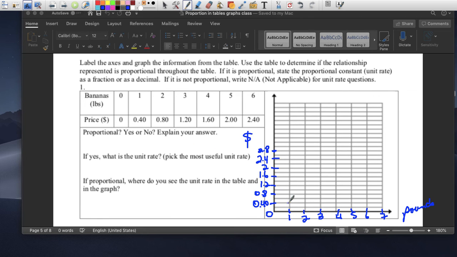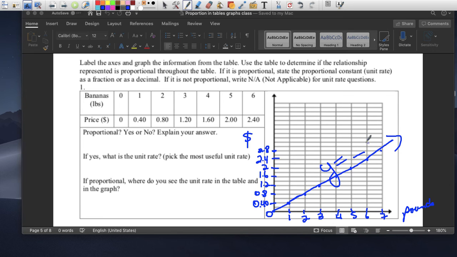Let's graph this. So for 1 pound of bananas, it's here. 0 pounds is here, 2 pounds is here, 3 pounds is here, 4, 5, 6, and then 7. And if you use a ruler, you should get a nice straight line, because this is a nice straight line that goes through the origin. It's proportional, and we're going to give this equation a name.